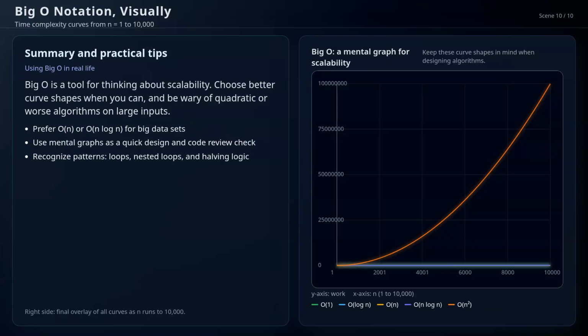To recap, Big O notation describes how your algorithm's work grows with input size. We saw constant, logarithmic, linear, n log n, and quadratic time, and how they look as curves when n ranges up to 10,000. In practice, aim for O of n or O of n log n when you can, and be cautious with O of n squared on large inputs. Use these mental graphs as a quick reality check while designing and reviewing code. With practice, reasoning about Big O will become second nature.